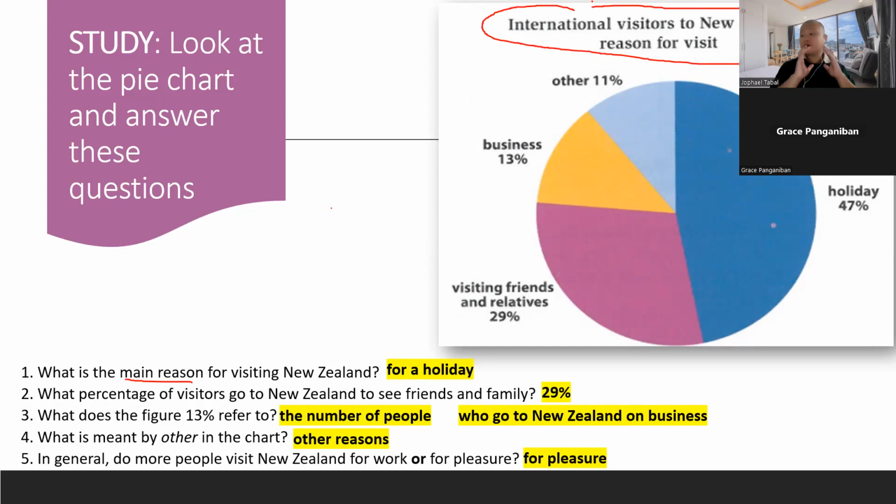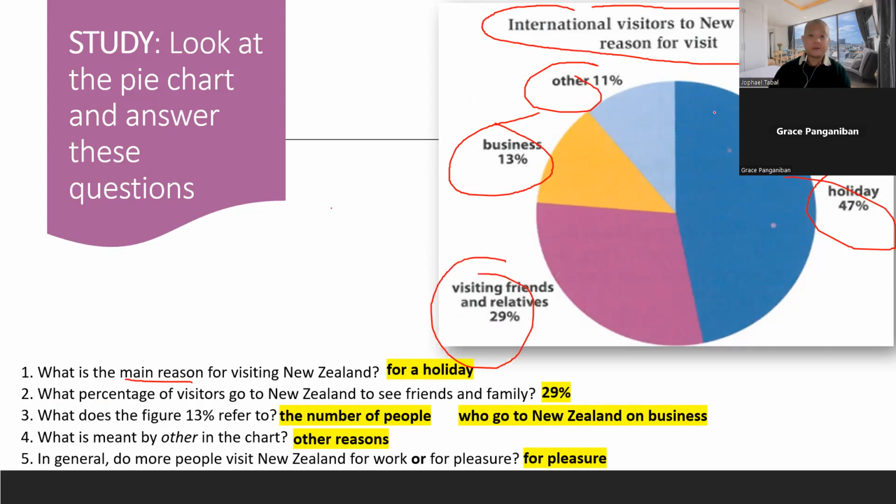Okay, so I would always tell my students that never bother yourself checking first the figures and numbers. Never bother yourself checking first this one, because this will give you confusion, and in the end this will also make you misunderstand the graph. So the very first thing they have to do is to read the given problem here, which is international visitors to New Zealand and the reasons for visit.